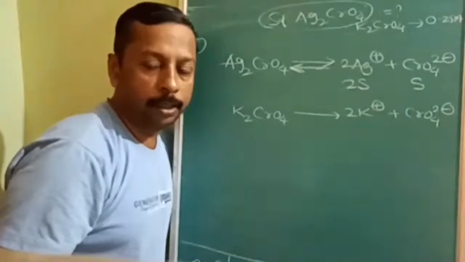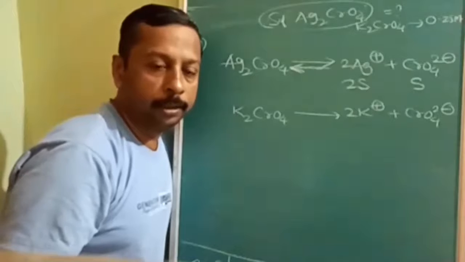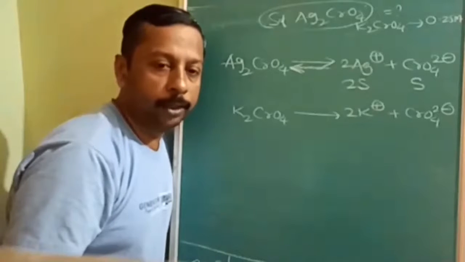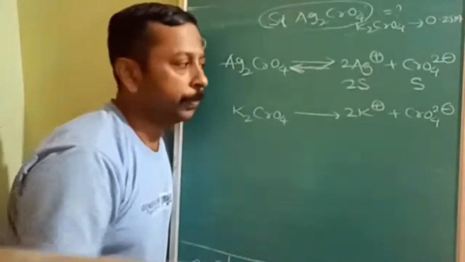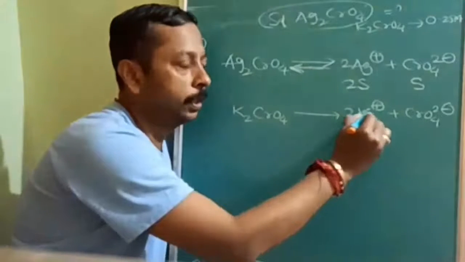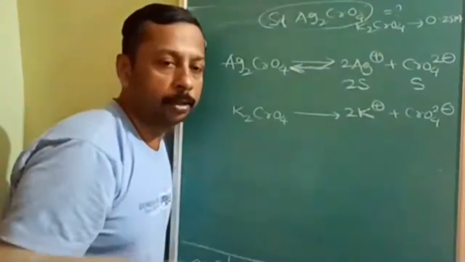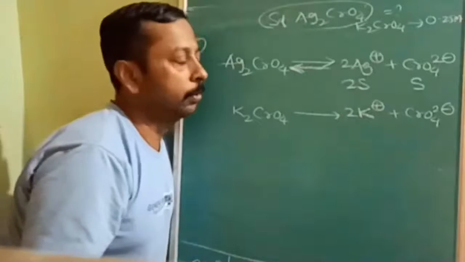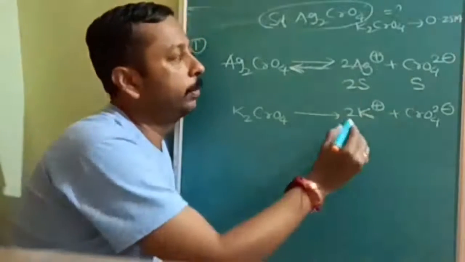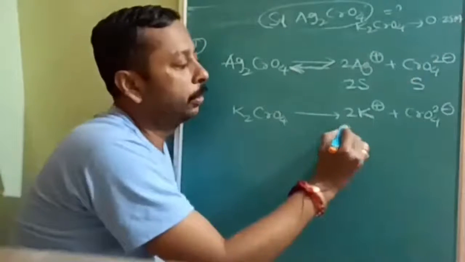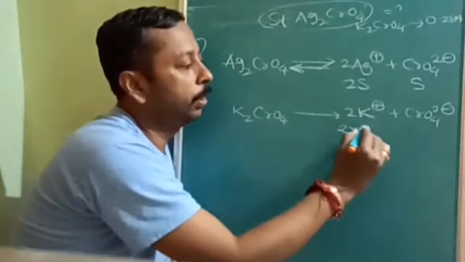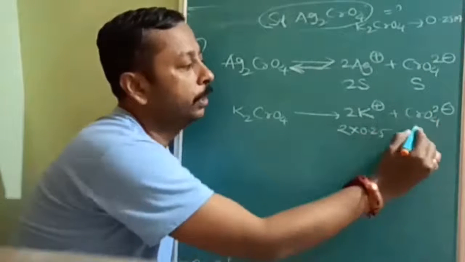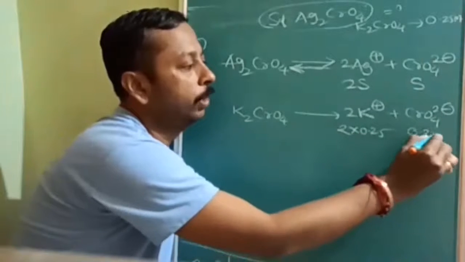So try to understand minutely. This will be helpful for the board exams also. Common ion effect is there in the NCERT, and one question is solved also in the NCERT. As it is completely soluble, K+ will be 2 into 0.25, and here CrO4 2- will be 0.25 only.